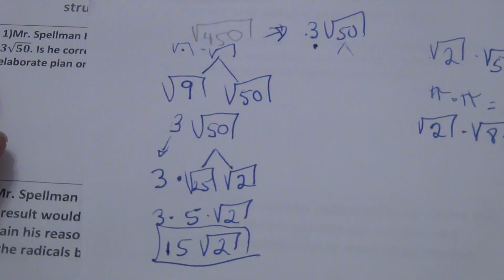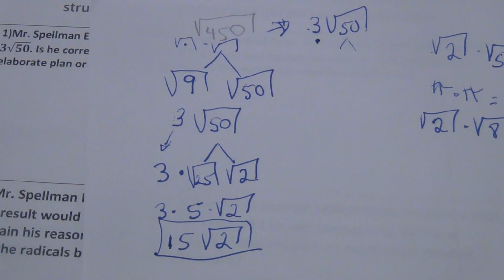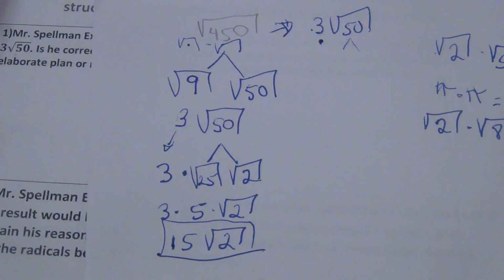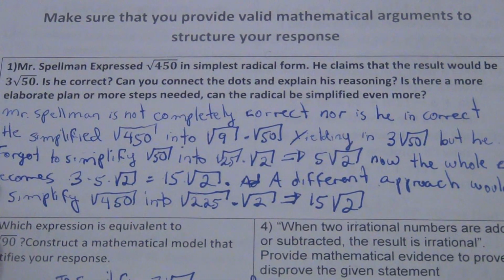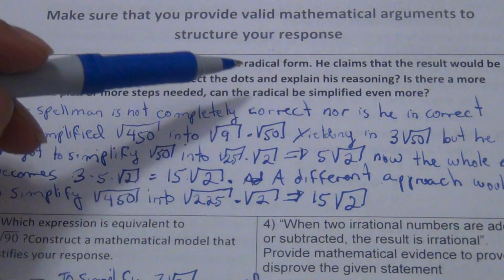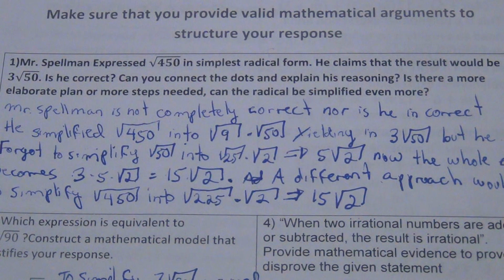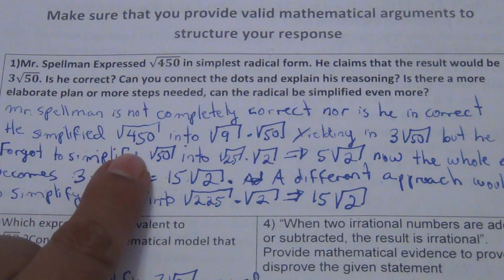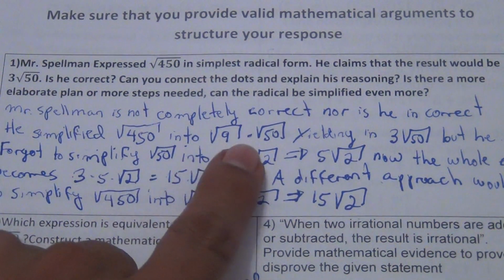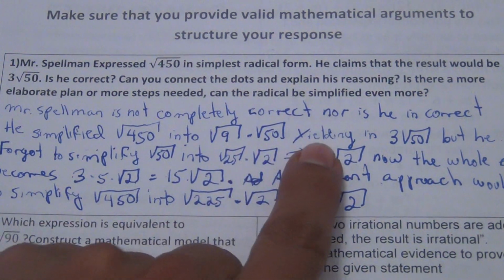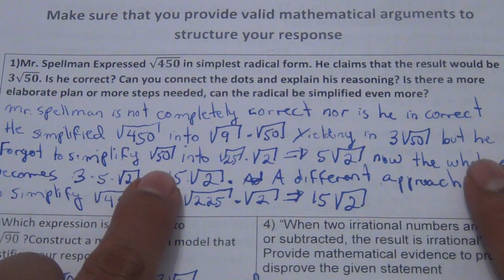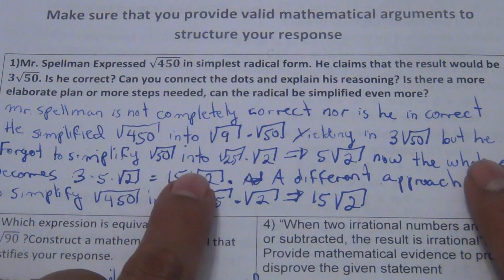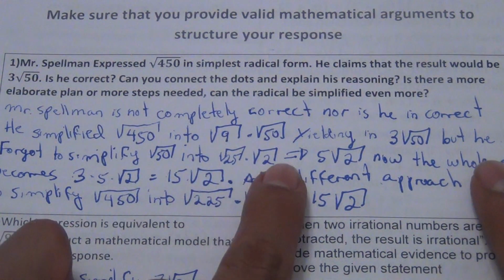So now we're ready to write our written response. Mr. Spellman is not completely correct, nor is he incorrect. He simplified radical 450 into radical 9 times radical 50, yielding 3 radical 50. But he forgot to simplify the radical 50, which is radical 25 times radical 2.